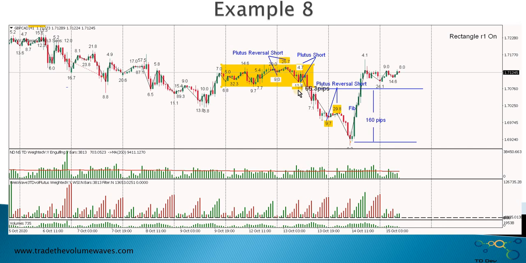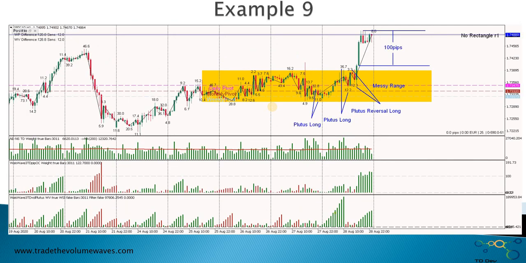So again, same story. It repeats itself so many times, it's unbelievable. I get this every day, okay? So the result here was 160 pips. And on the way down, as you can see, we got another pattern, not on the range, but again, we got another Plutus reversal short. So we went all the way down to here.